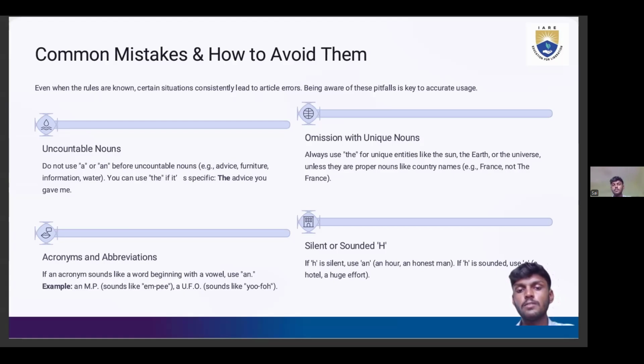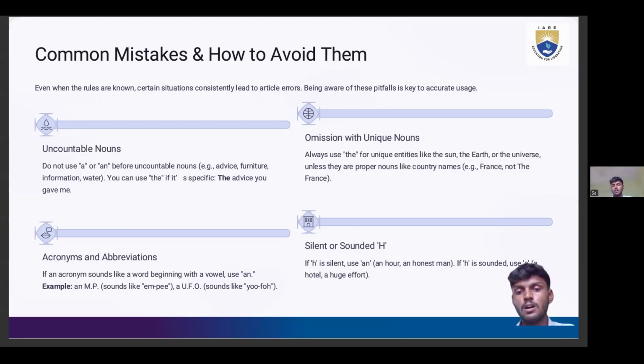Next one, articles with plural and uncountable nouns. Mistake: I need a information and advice is helpful. Correct: I need information. Advice is helpful. How to avoid? Remember, a or an is only for singular countable nouns. Plural or uncountable nouns don't take a or an.